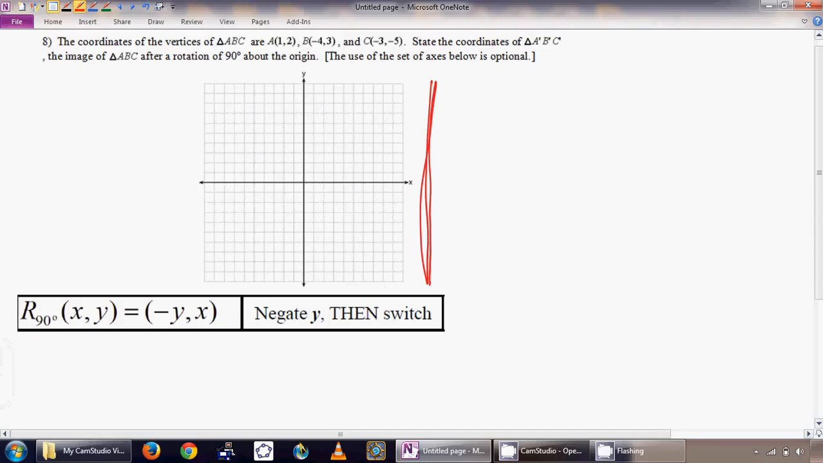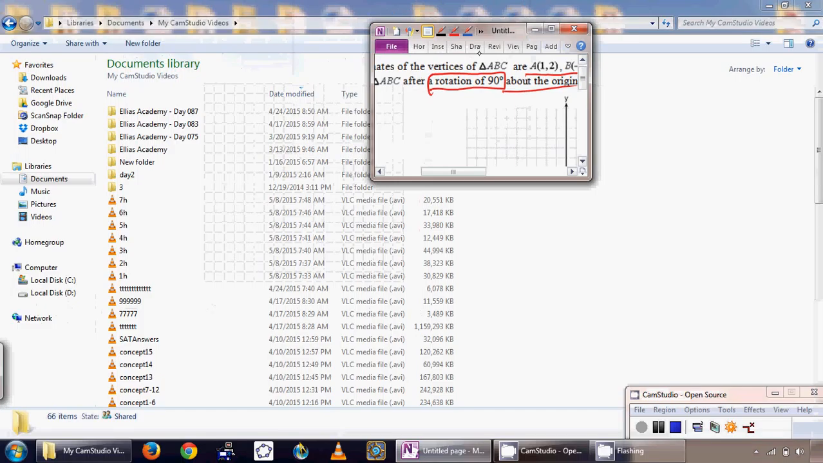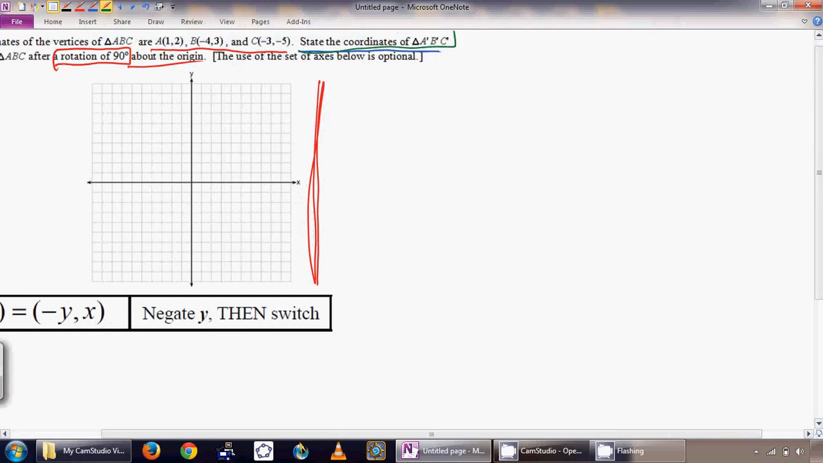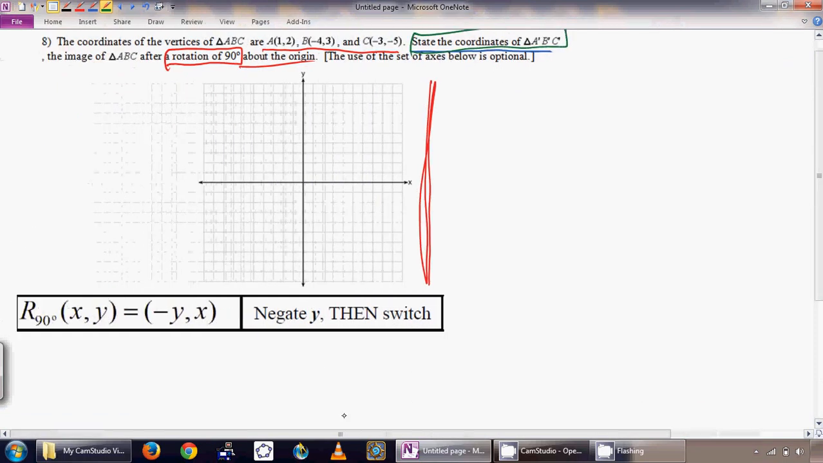So let's read it. The coordinates of the vertices of triangle ABC are as follows. You can read that. They ask me to state the coordinates of triangle A prime, B prime, C prime, which is the image of triangle ABC. And then here's my rotation of 90 degrees about the origin. And if you weren't sure, just from this, right? They didn't say graph and state the coordinates. All I have to do is just go A prime, B prime, C prime, and list the accurate coordinates.